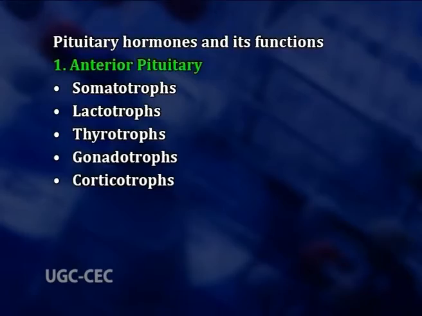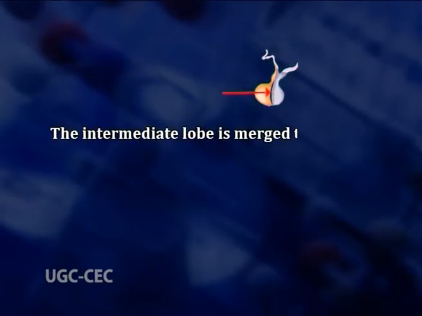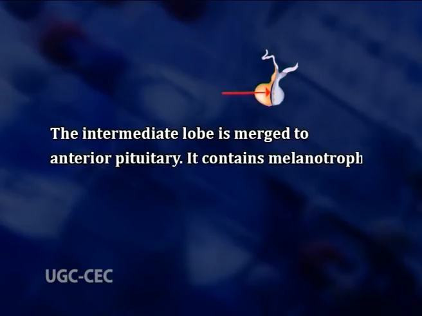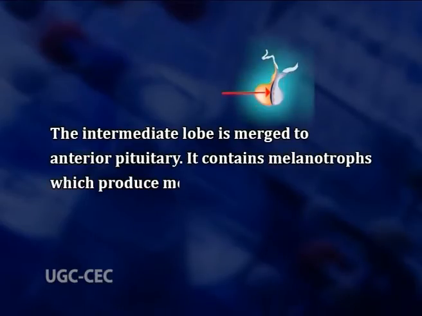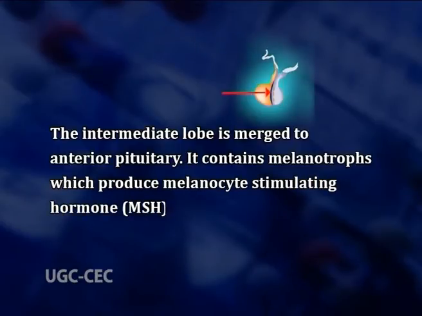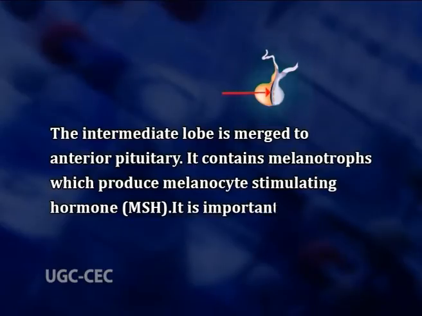Second is hormones of intermediate lobe. The intermediate lobe is merged to anterior pituitary. It contains melanotrophs which produce melanocyte stimulating hormone, that is MSH. It is important for melanin synthesis.